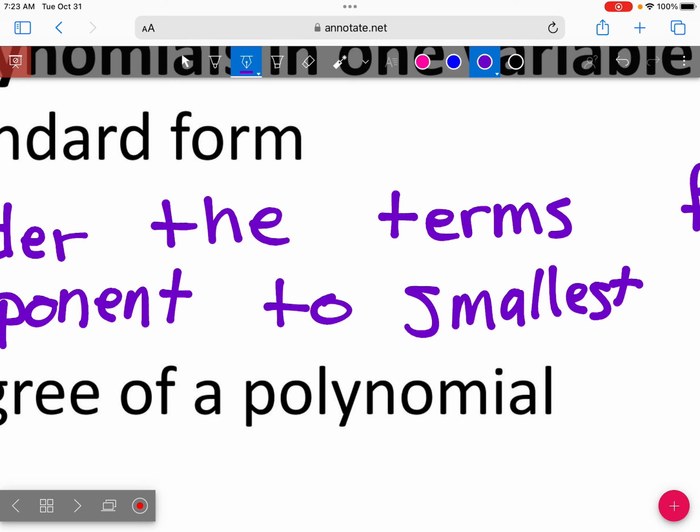So if we had something that had like a cube, we would put our 4x cubed plus 7x, and then squared would come next, plus 4x minus 23. I don't know. Making it up. 100% making that up. The important thing for our standard form is that our exponents go from biggest to smallest. Biggest to smallest on exponents.